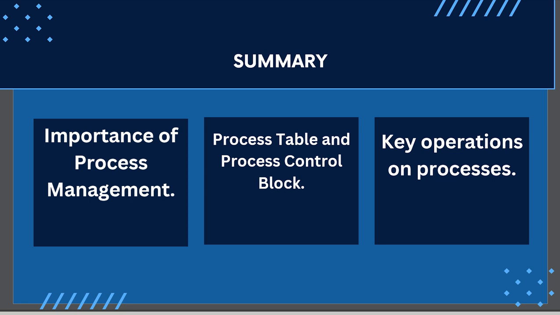To summarize, we covered the basics of process management, the process table, the process control block, and key operations like process creation, termination, scheduling, and context switching. Process management is essential for the efficient and reliable operation of modern computing.